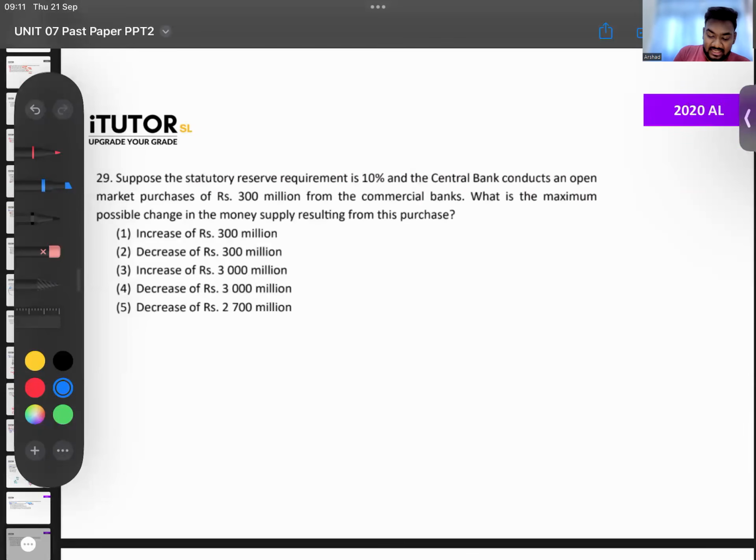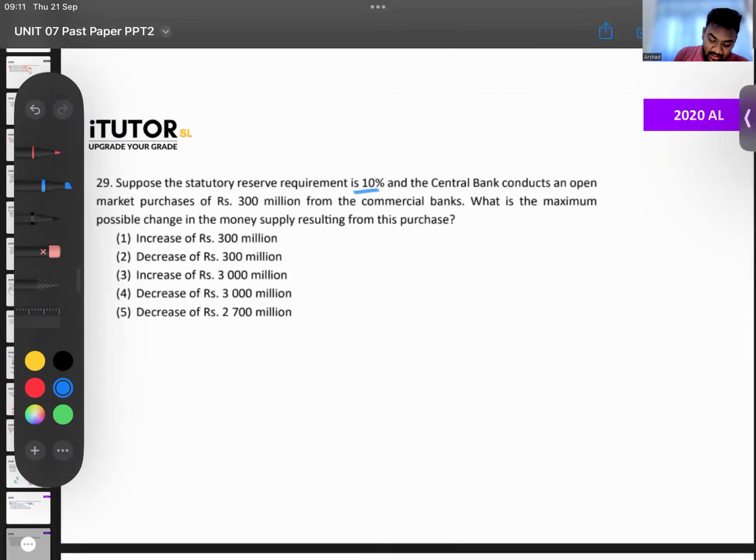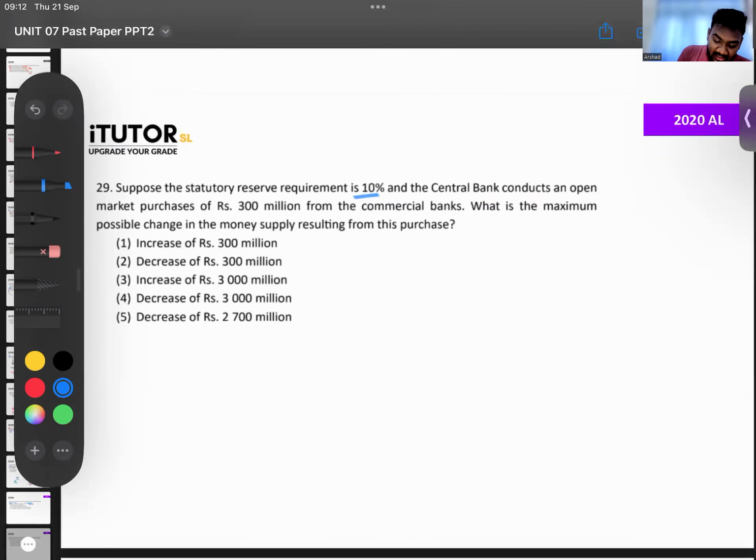Suppose that the SRR is 10%. The central bank conducts an open market purchase of 300 million from commercial banks. What is the maximum possible change in money supply resulting from this purchase? Very easy, no? Think. SRR is 10%. If the SRR is 10%, how much is your deposit multiplier? Deposit multiplier is 1 over SRR, that is 10 times.